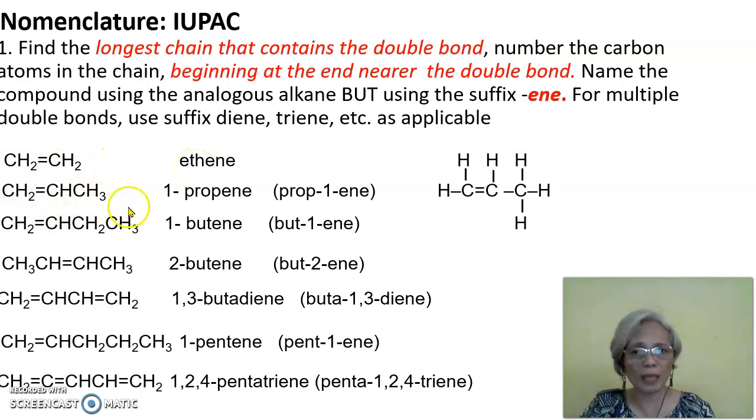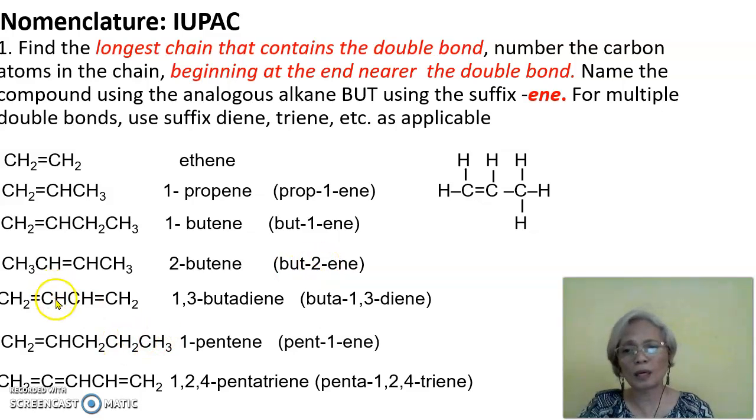Next, we have propene or prop-1-ene in some books. They mean the same thing. And just propene is acceptable for 1-propene. Okay, where 1-propene is an alkene where the double bond is between carbons 1 and 2. Then we have 1-butene, so 1, 2, 3, 4, where the double bond is at carbon number 1. We also have 2-butene, where the double bond is between carbons 2 and 3, also called but-2-ene.